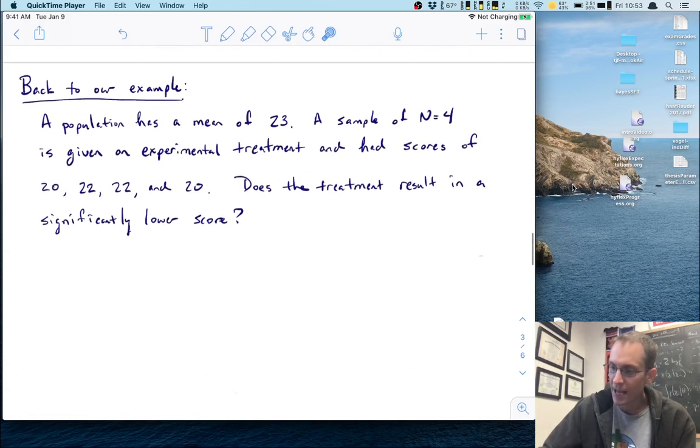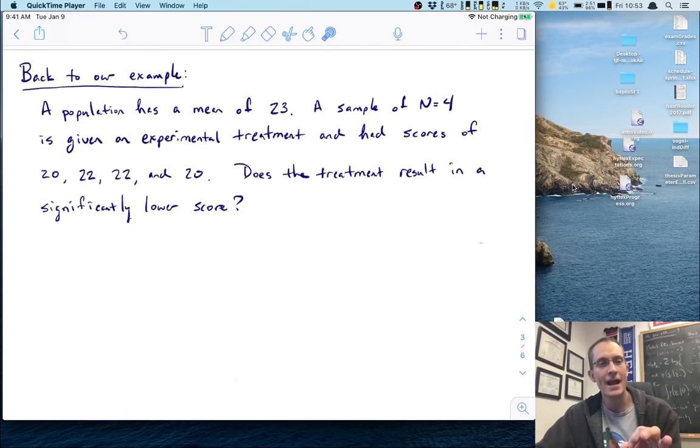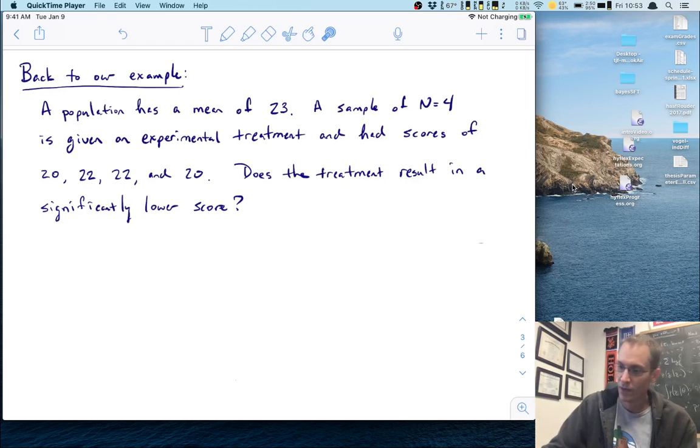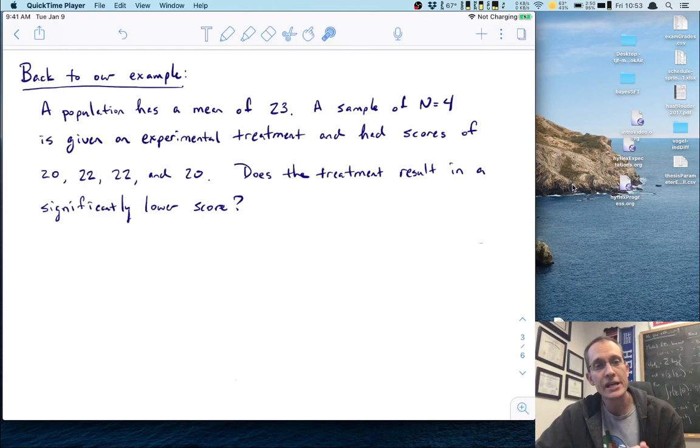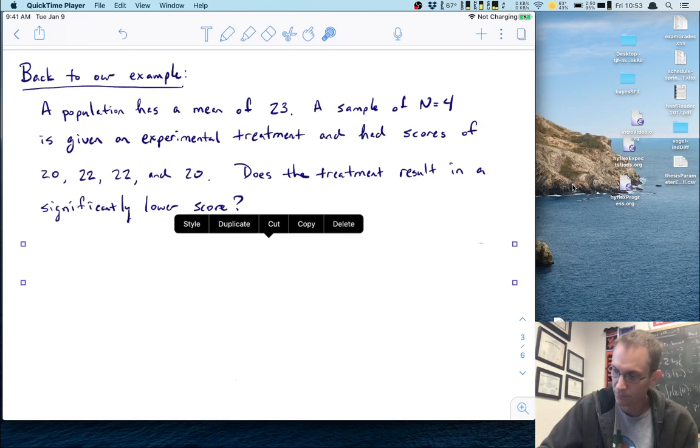So let's go back to our example, and let's talk about how we can use this notion of a t-distribution to solve it. So again, remember, we have a population with a mean of 23, a sample of 4, we've got some scores here, and we want to know, does the treatment result in a significantly lower score? Now we're going to ignore estimation for right now. We'll do that soon, but not this time. We're just going to focus on the hypothesis test.